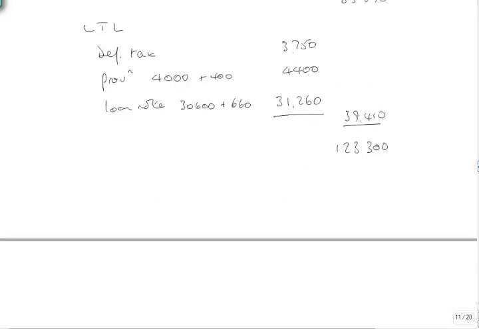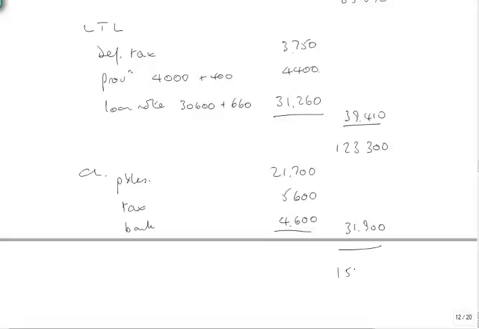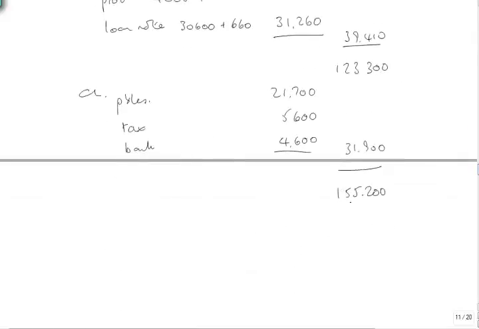123,300. So you've just got the current liabilities. Current liabilities, payables, there they are, 21,700. And we've got the tax, of course, and we're told that we needed a tax provision of 5.6, and the bank, don't forget the bank. The bank overdraft is 4,600, and that should be it. That's 31,900, 155,200. Does that agree? Yes, it does.